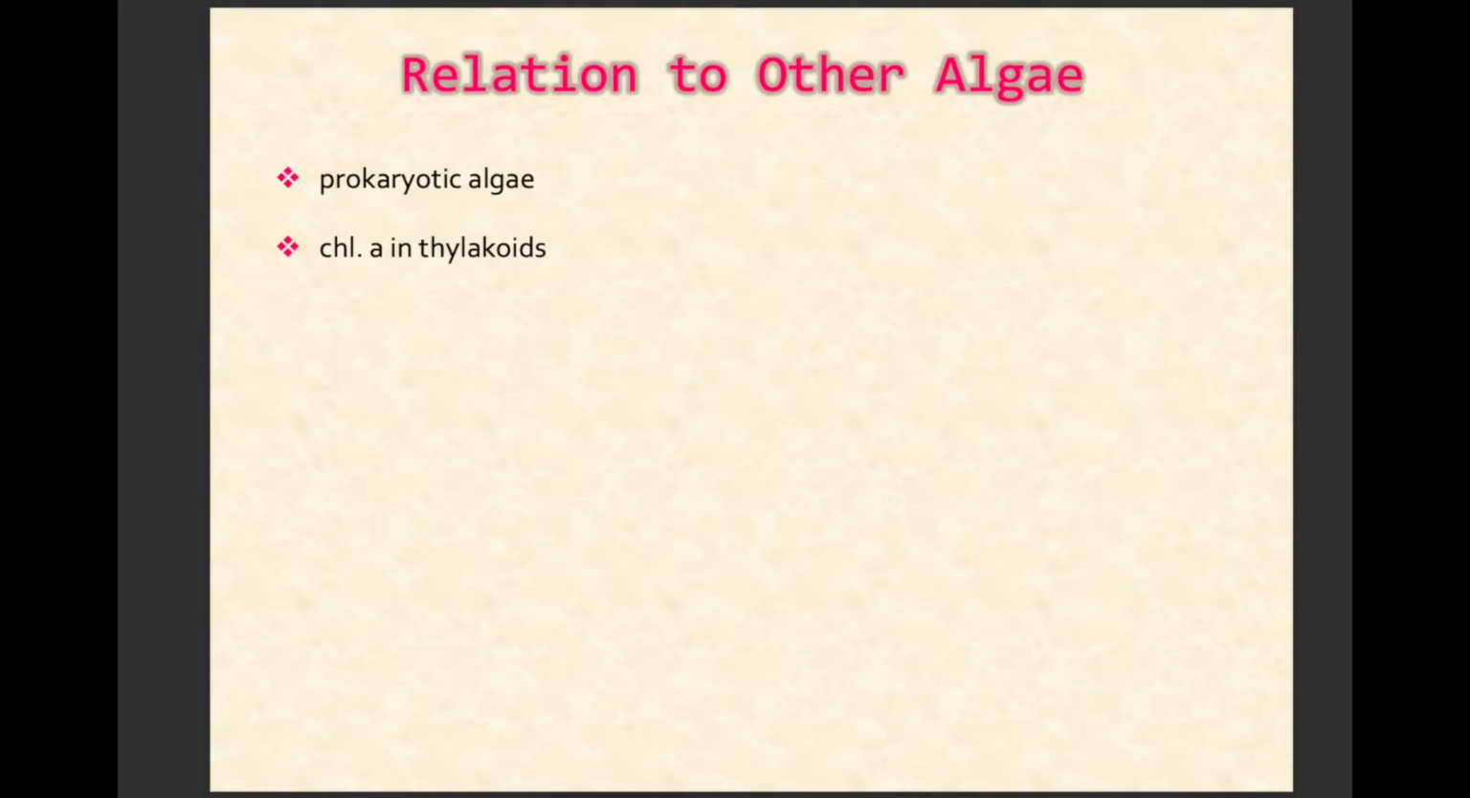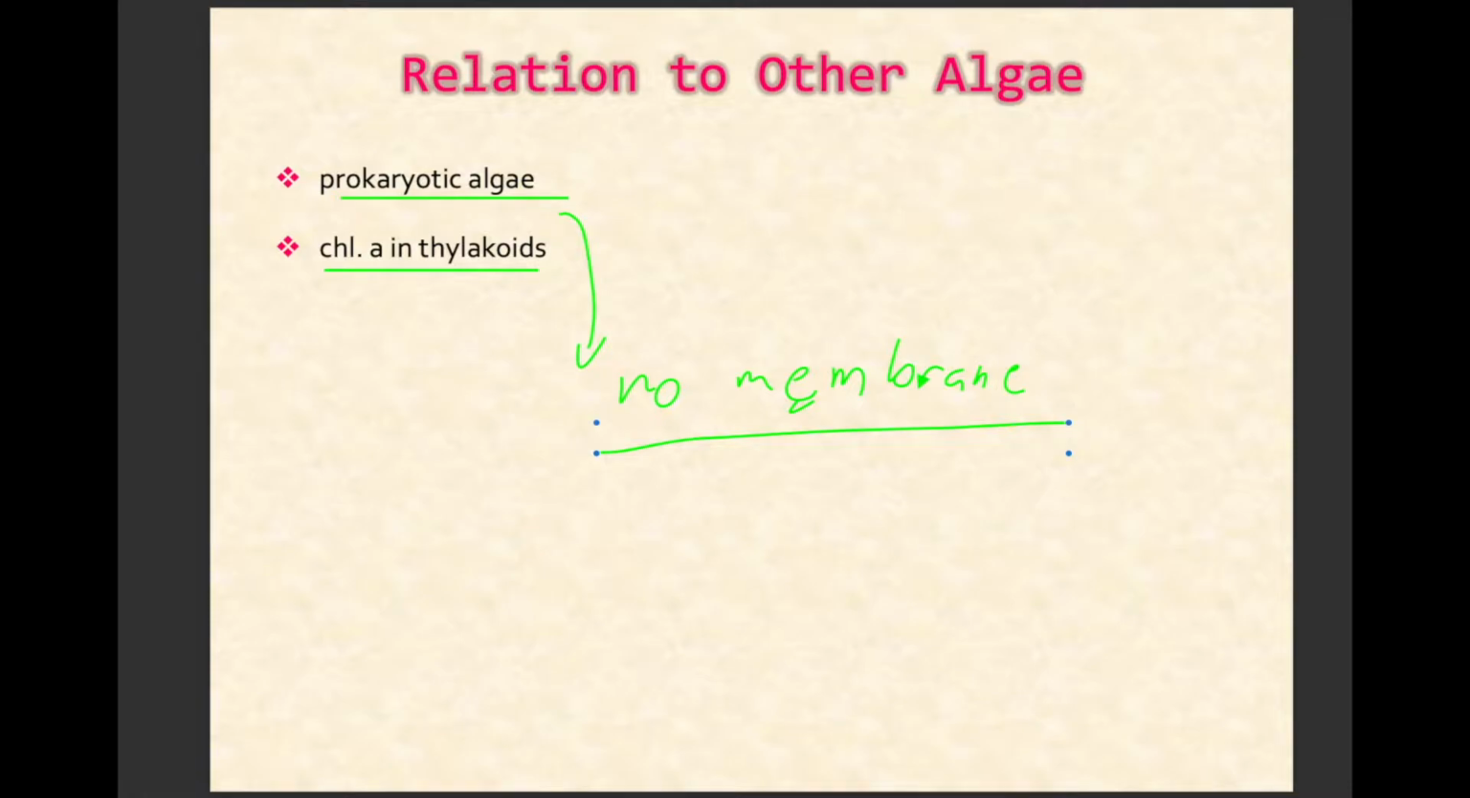So again, as I mentioned earlier, they are the only prokaryotic algae that we have. Aside from that, they also have what we call chlorophyll a in their thylakoids. This is the first autapomorphic character of the general algal characters that we have. And since they are prokaryotic in nature, they have no membrane-bound organelles. This is very basic knowledge for all of you in my class. So these are prokaryotic organisms. They have no membrane-bound organelle, and they also don't have any nucleus.